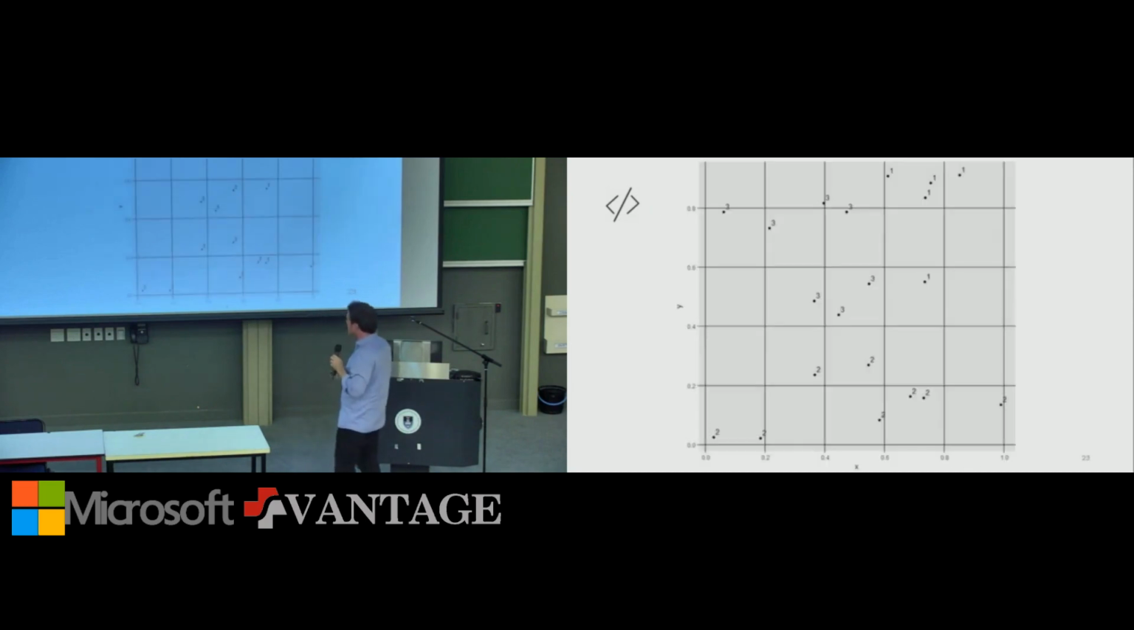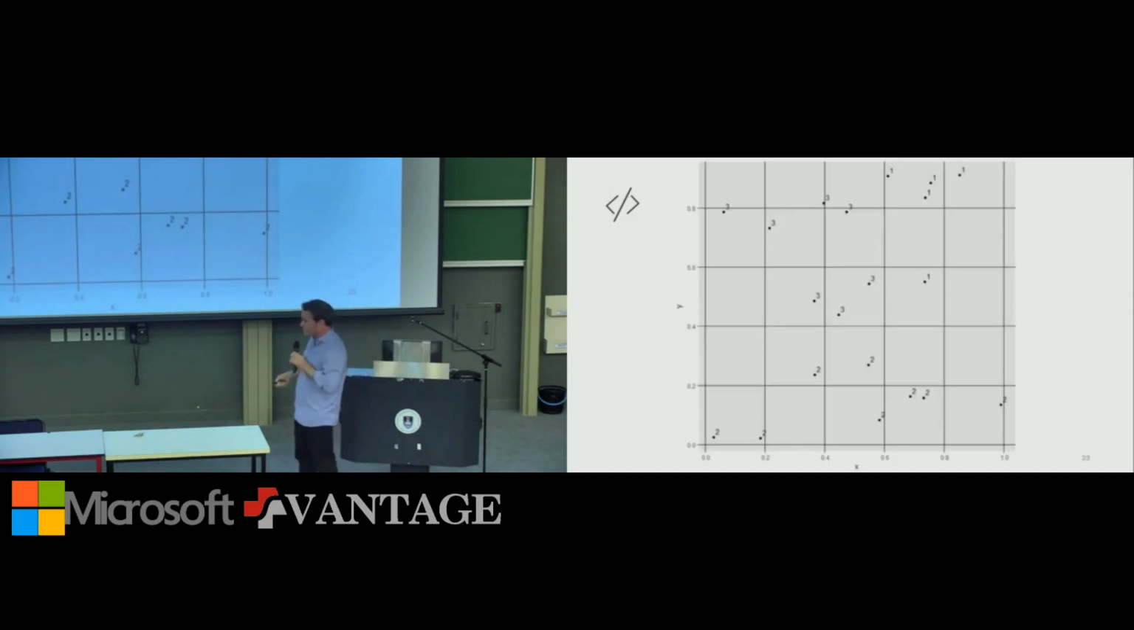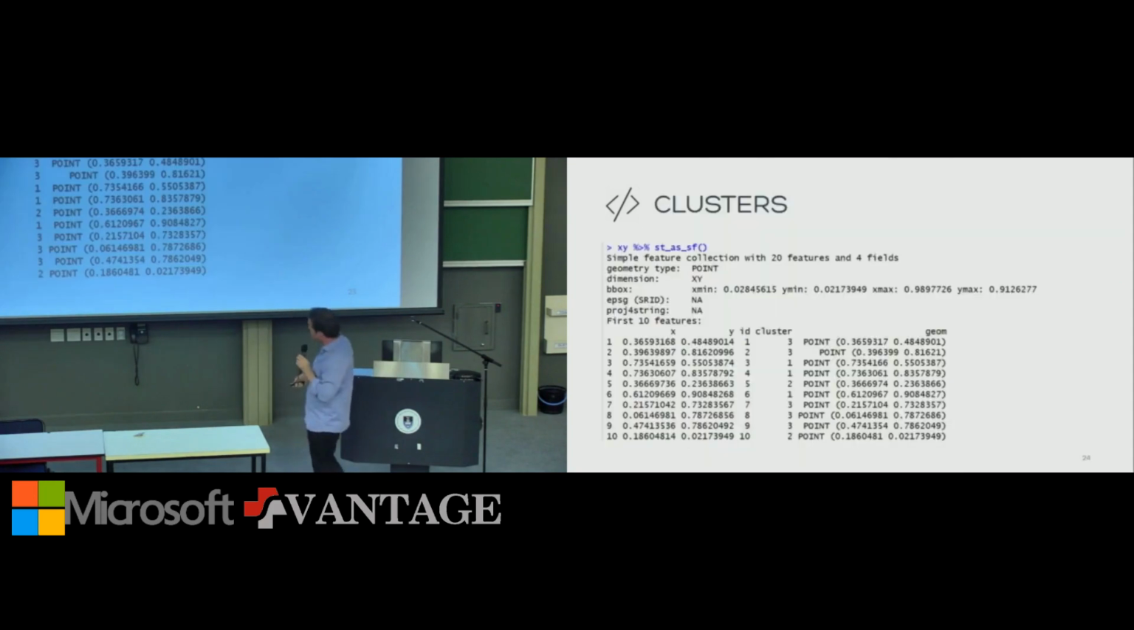So we're going to make some clusters. I've just labeled all the data 1, 2, and 3. I just ran some k-means. It's nothing big and fancy. But what is interesting here is you can see I've attached this cluster column over here.